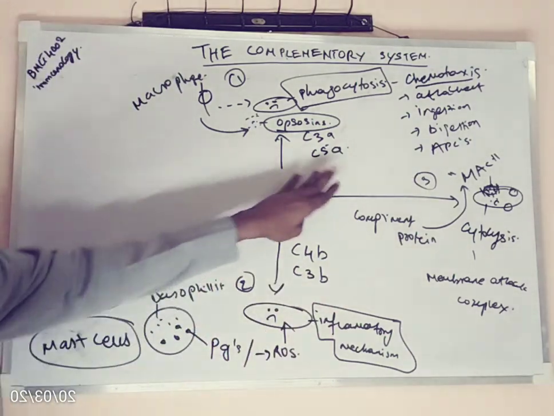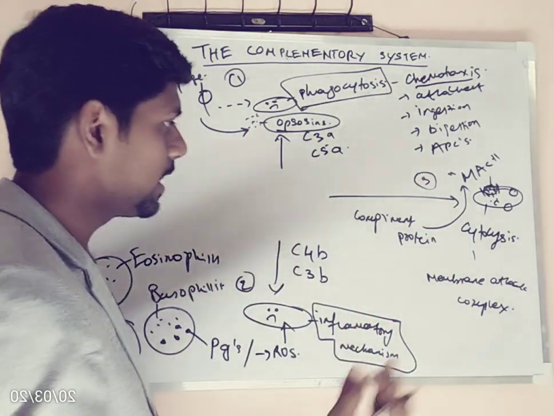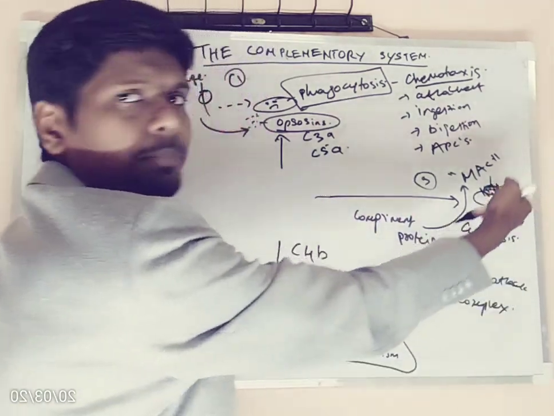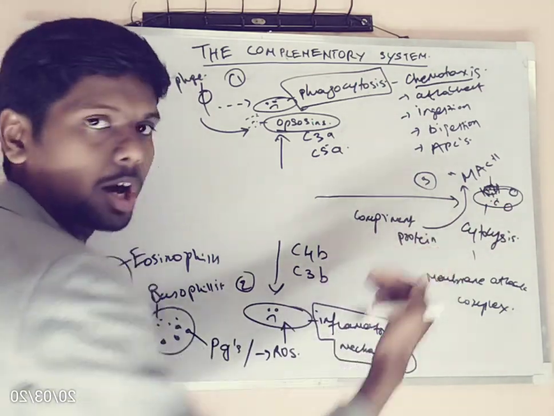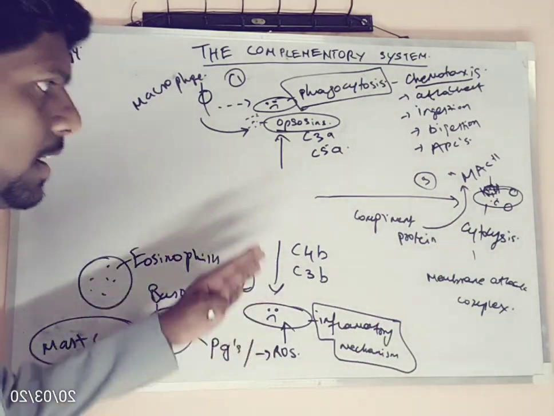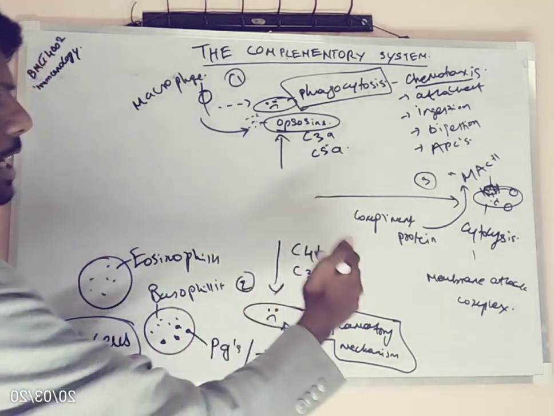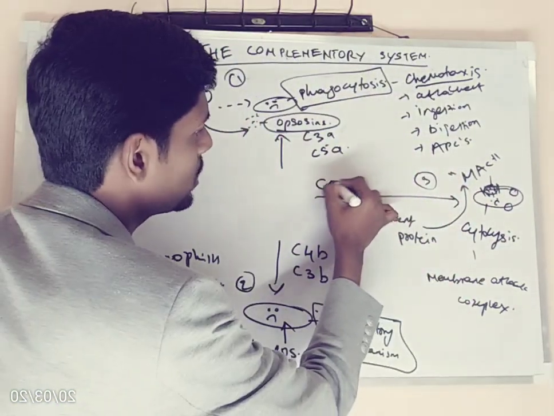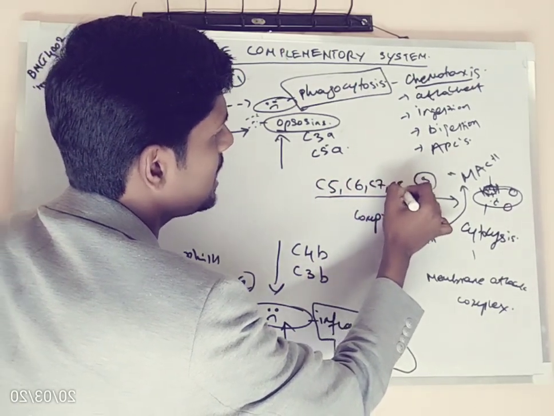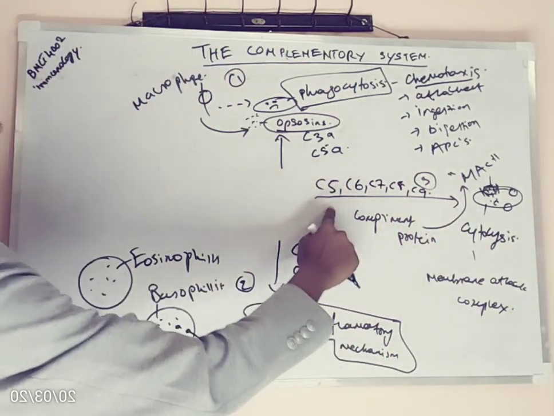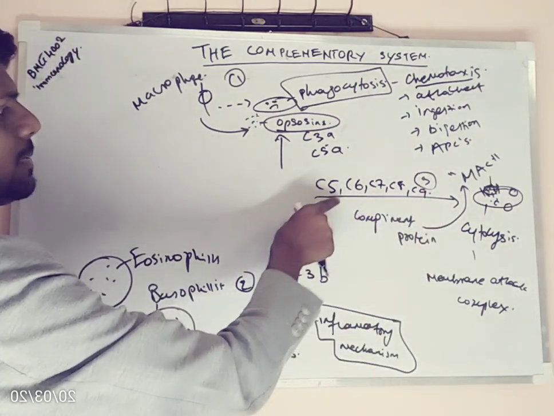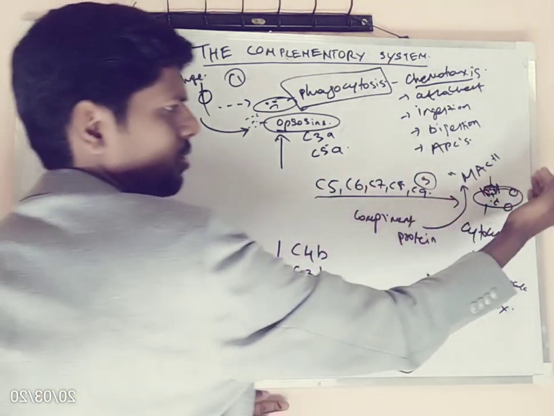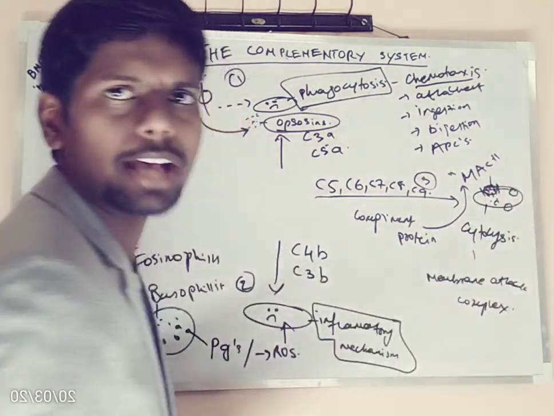Okay, try to understand these names. I will discuss later. Then what about MAC activation? Obviously the membrane attack complex is activated by the complement system, right? There are some proteins in the complement system which are involved in MAC generation. Those proteins include C5, C6, C7, C8, C9. All these five proteins work together to make MAC, and MAC will kill the pathogen.